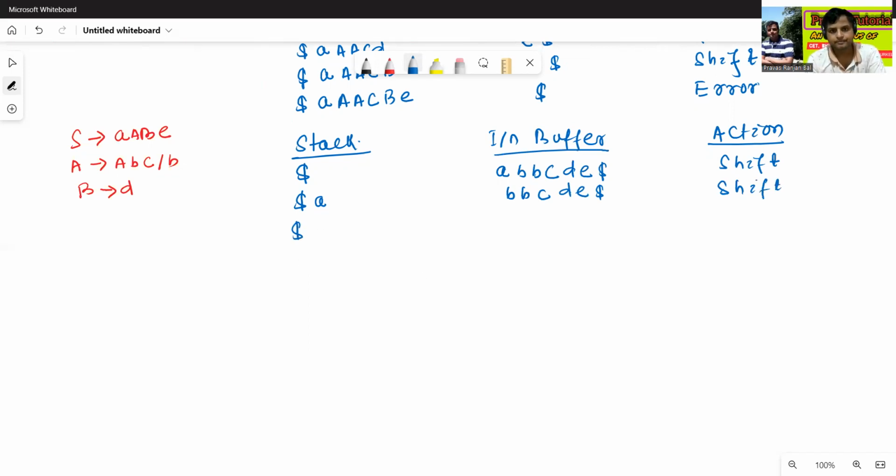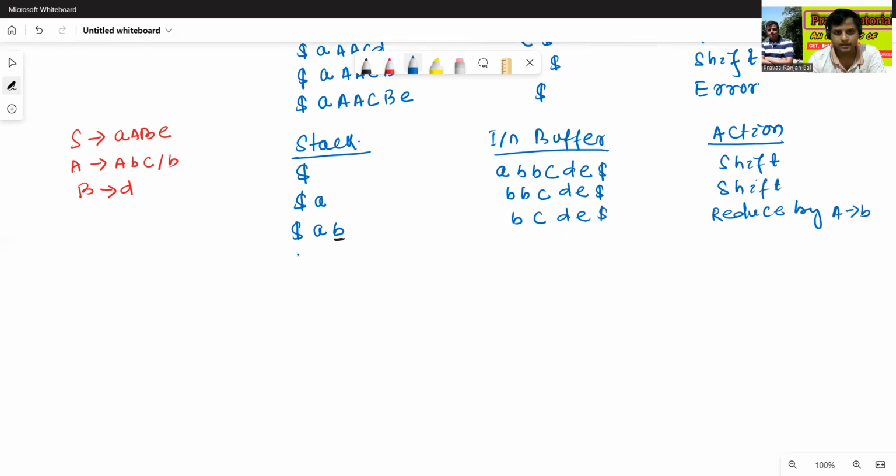So dollar A, B, then B, C, D, E dollar. Is there any handle possible? Yes, one handle is possible, A to B. This is reduced by what? A to B.